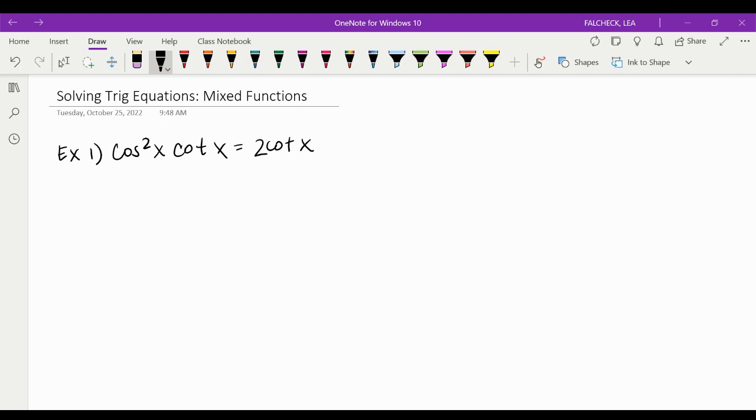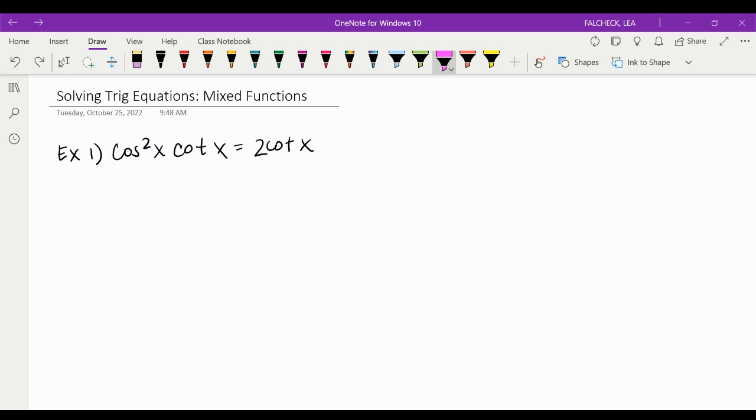Hi, everybody. We are going to be solving mixed functions. So let's look at this guy. Cosine squared x times cotangent of x is equal to 2 times the cotangent of x. This is a weird one because we have two different trig functions, right? We have cosine and cotangent.